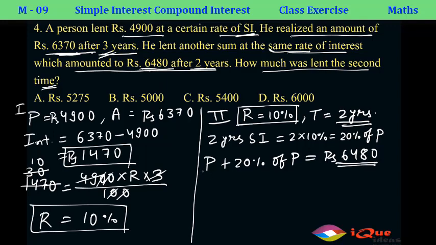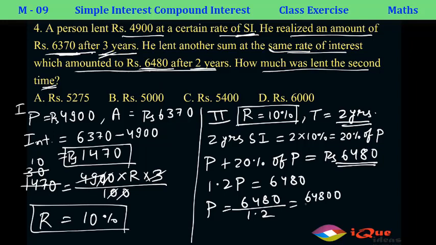All right. Now P plus 20% of P will be 1.2 P is equal to 6480. So directly we get P is equal to 6480 divided by 1.2. If you remove decimal, you will get 6480 and one more 0 divided by 12. Now 12 cancels 648, 54 times, so it is equal to 5400. That means the principal amount in the second case is rupees 5400, which is C option, that is the correct answer. All right, now let's go to the next question.